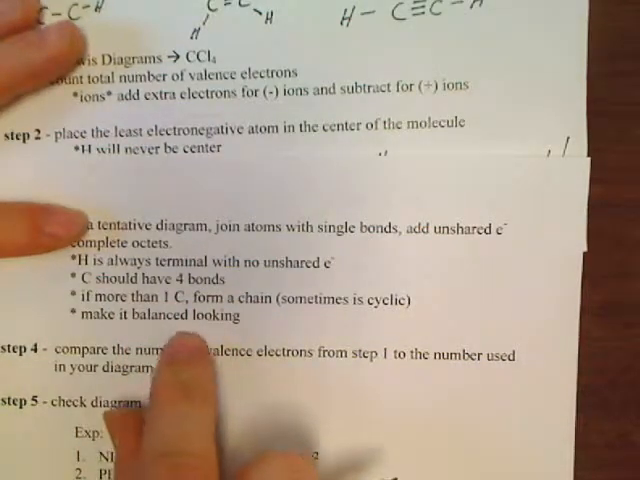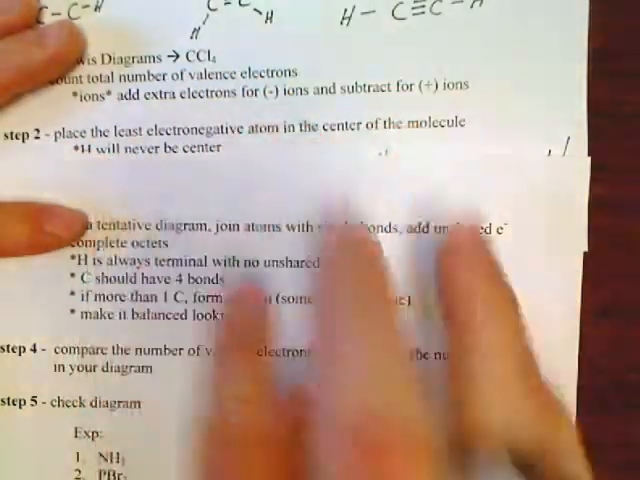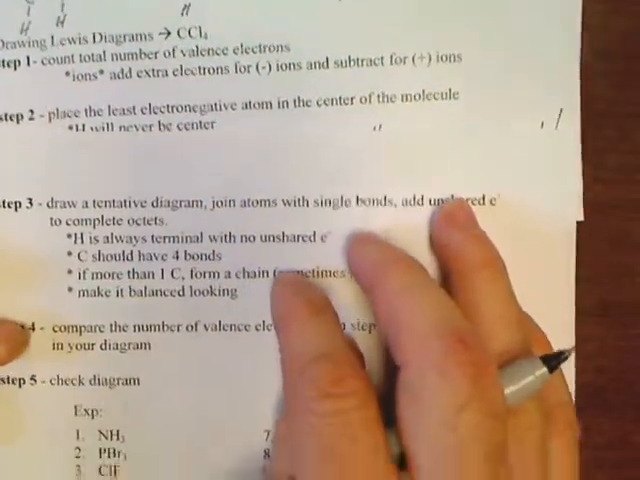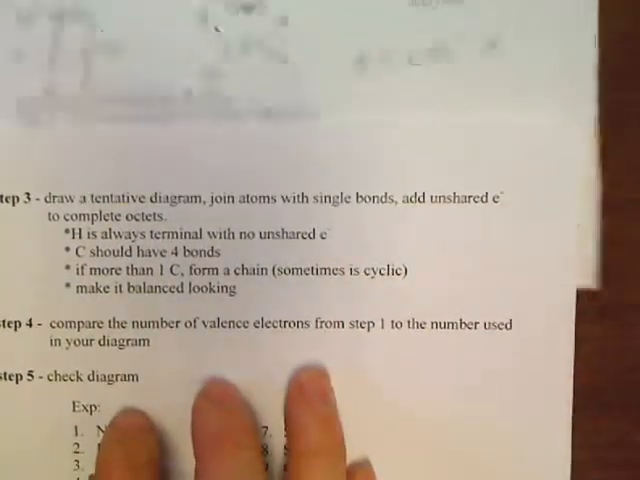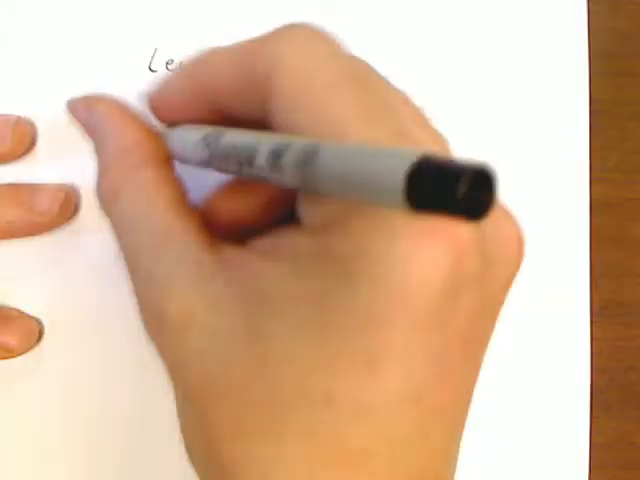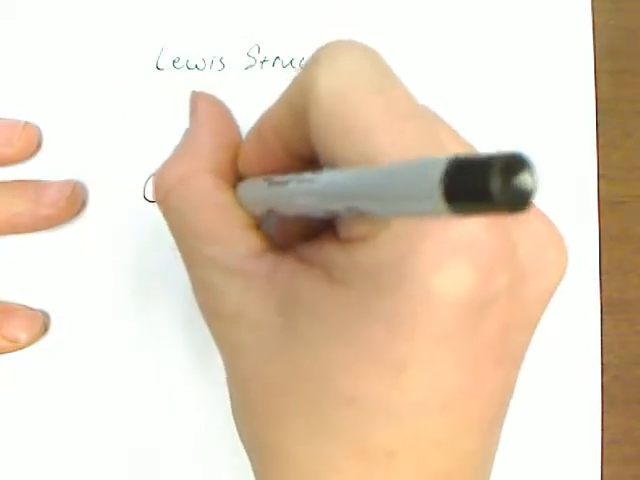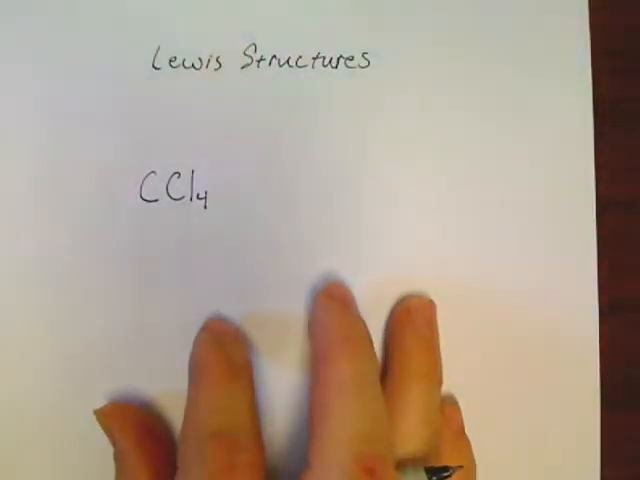Make it balanced looking. I know that seems odd, but make it balanced looking. If you've got 4 hydrogens, maybe put 2 on one side and the other 2 on the other side. Make it balanced looking. So let's go through and let's do some examples of applying this. And the first one we're going to try and do an example of is CCl4. So here's going to be our compound, CCl4, and we're going to draw a Lewis structure of it.